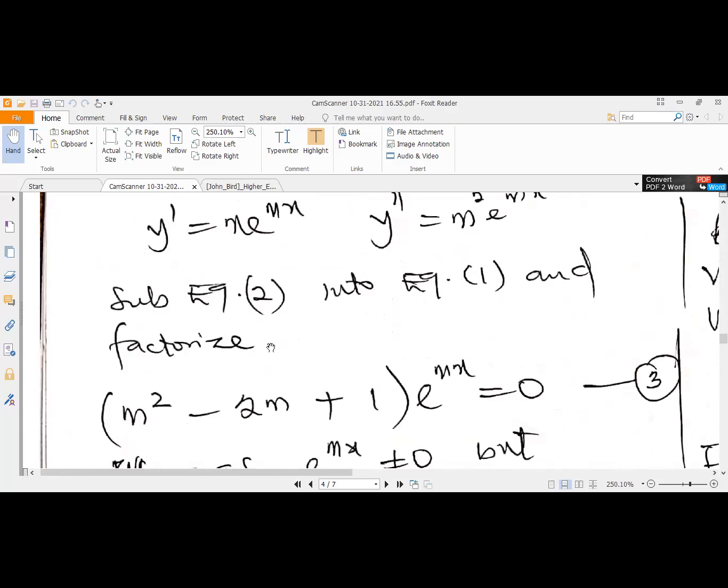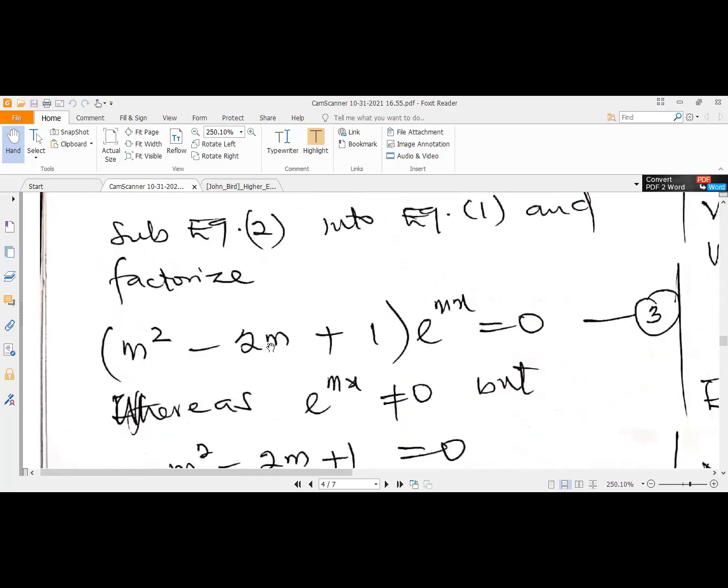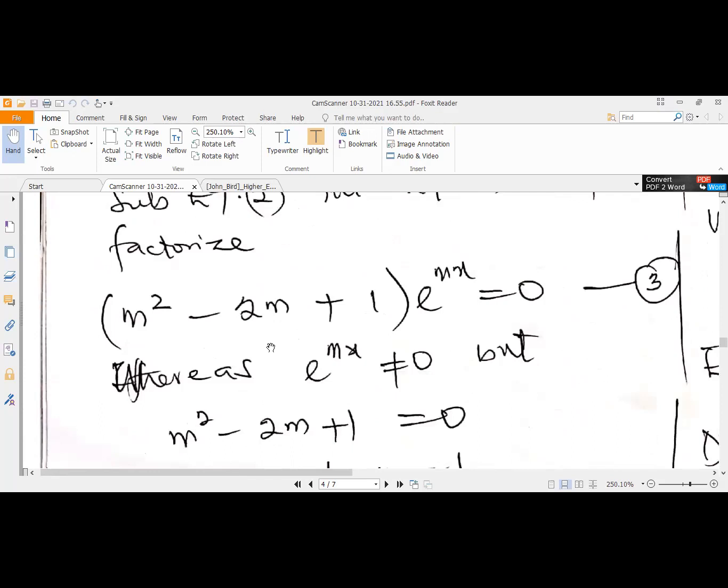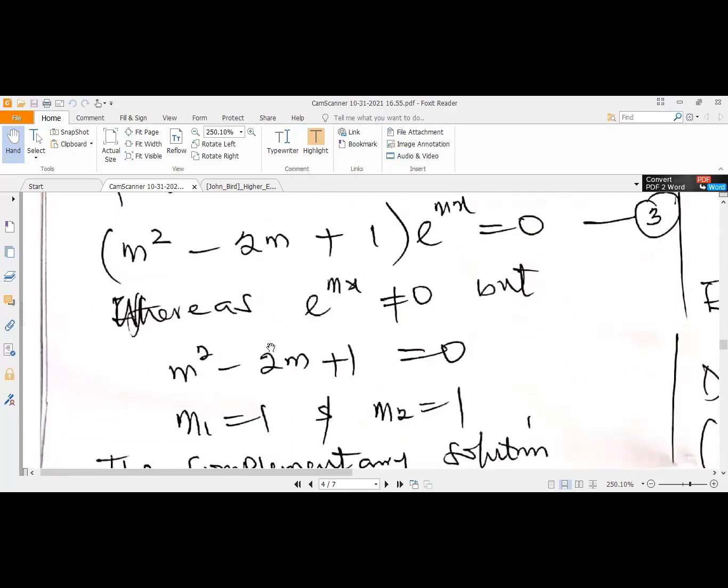By the time I go back to the problem, I need to factorize exponential mx. Do you notice that exponential mx is the assumed solution? So it can never be 0. But m squared minus 2m plus 1 is equal to 0. Then the next thing is this: you need to solve this quadratic. And I believe all of you in this room can solve this quadratic.